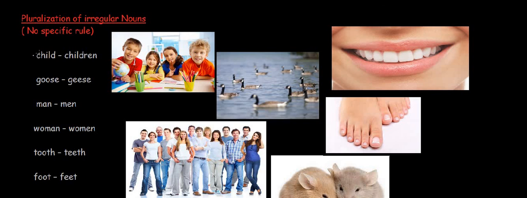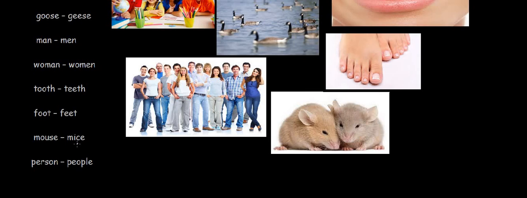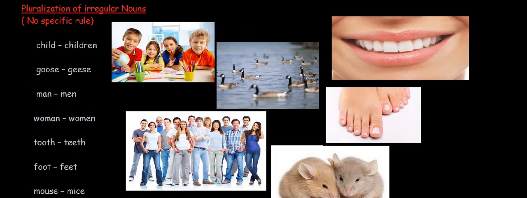For an example, child. The plural is children. Goose. It's geese. Man. Men. Woman. Women. Tooth. Teeth. Foot. Feet. So, mouse. Mice. Person. People. So, like that, there are some irregular nouns that have no specific rule to be pluralized.